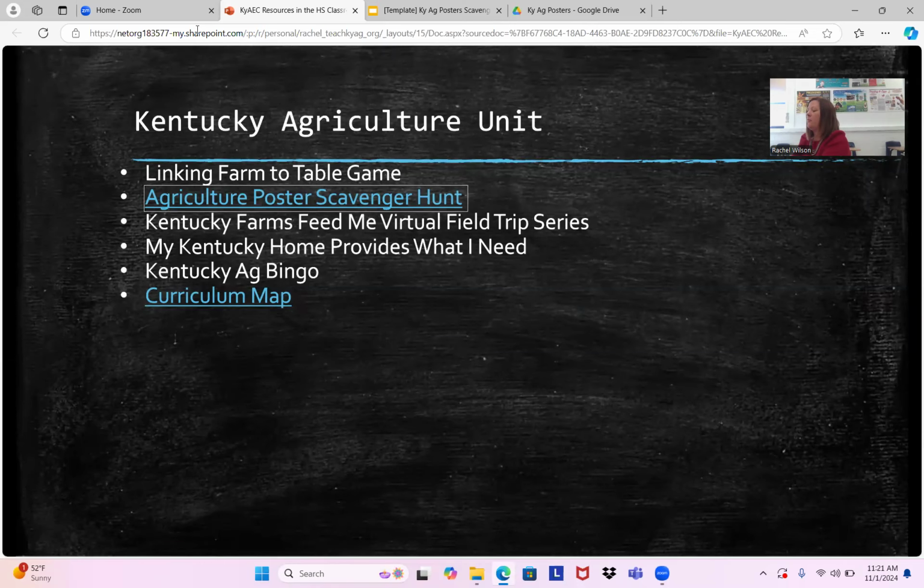Another activity that I really like to do, particularly at the beginning of the unit, is the linking farm to table game. Some of you may actually have this in a kit if you have purchased a kit in the past. So the linking farm to table game is, and there's a picture.